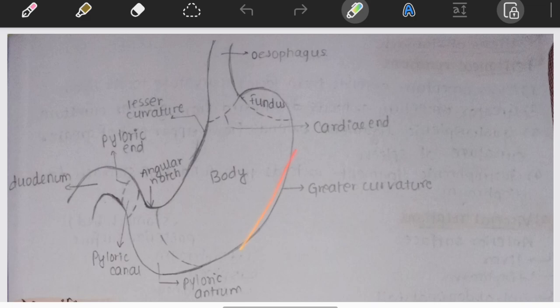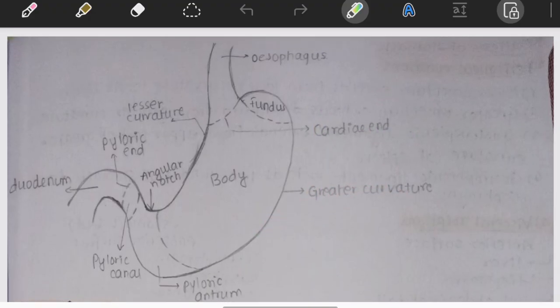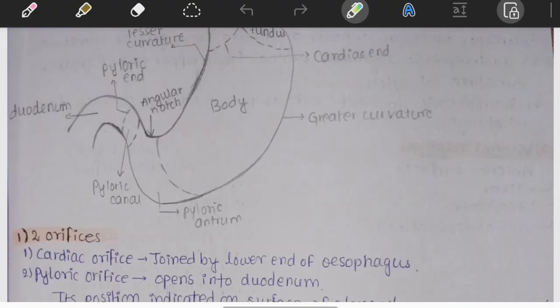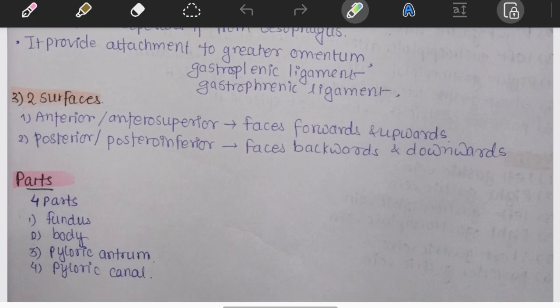Here is the greater curvature, and it attaches to the greater omentum and ligaments associated with the spleen and diaphragm. And remember: greater curvature, greater omentum, gastrosplenic ligament and gastrophrenic ligament. Two surfaces. In a distended stomach, we describe the anterior surface and the posterior surface. The anterior surface faces forward and upwards, and the posterior surface faces backwards and downwards.